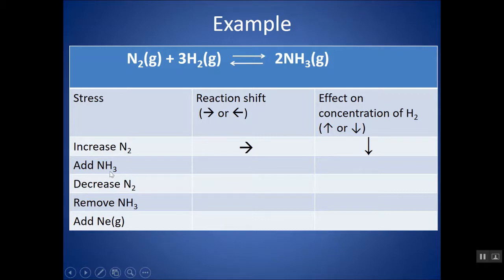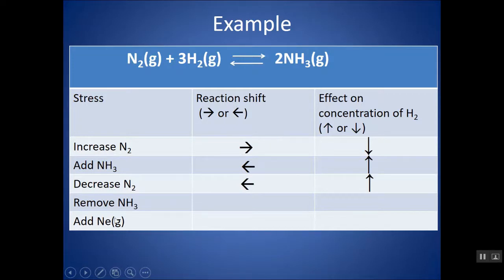If I were to add NH3, here's NH3 on the right, adding it, I have more of it, so it would shift away, it would shift to the left, and now I'm pointing to H2, so it would go up. If I were to decrease N2, here's N2. If I have less N2, it's going to shift toward it, so it would shift to the left, and I'm pointing to H2, so it would go up.